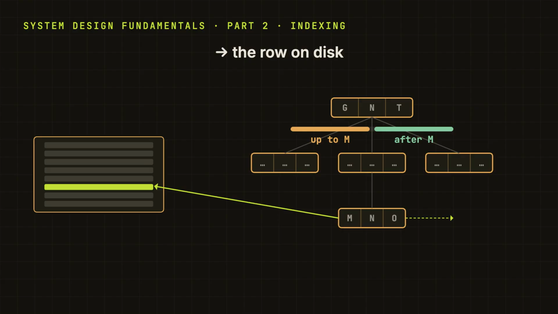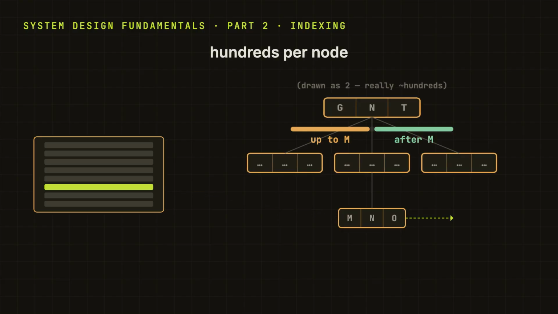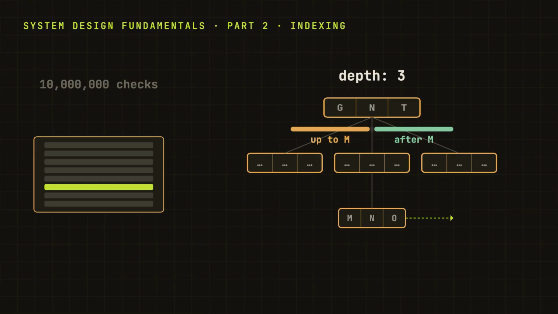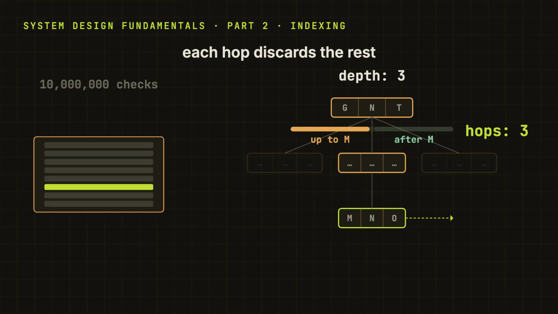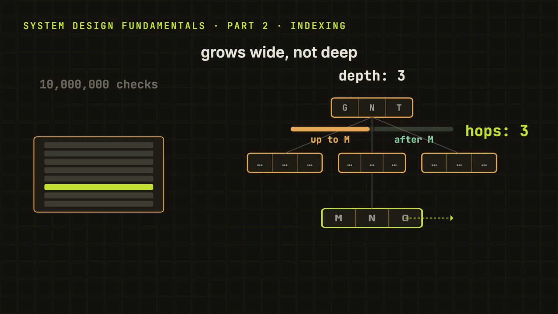Now, here is why it is fast. Because every node holds hundreds of values, the tree stays very shallow. Even for 10 million rows, it is only 3 or 4 levels deep. So the database does 3 or 4 hops instead of 10 million checks. And each hop throws away most of the data that is left. And the tree rebalances itself as you insert new rows, which is how it stays shallow as the table grows. That is the whole magic.